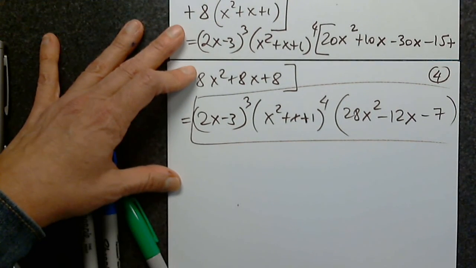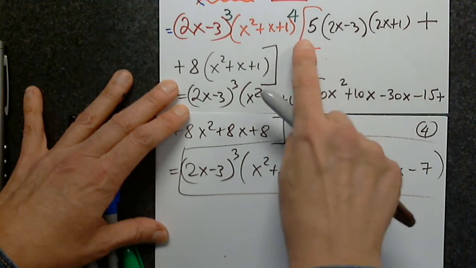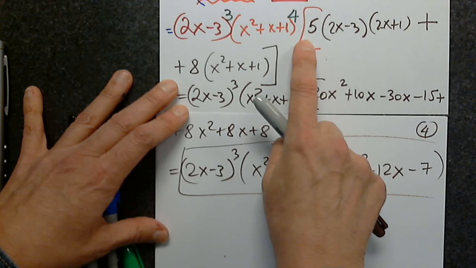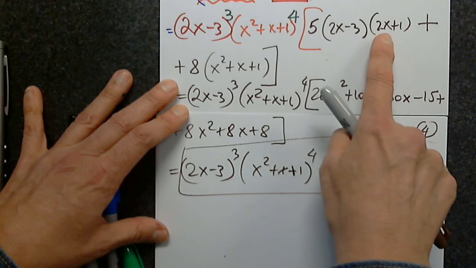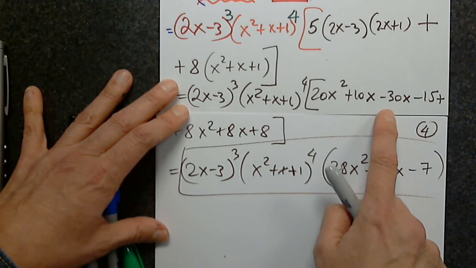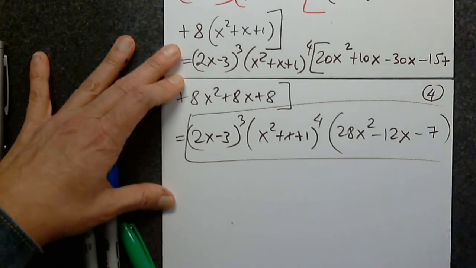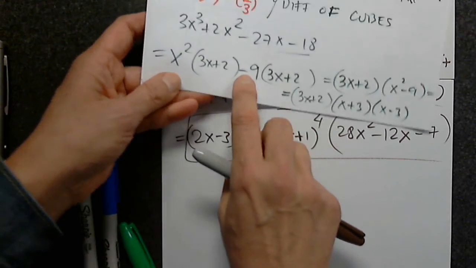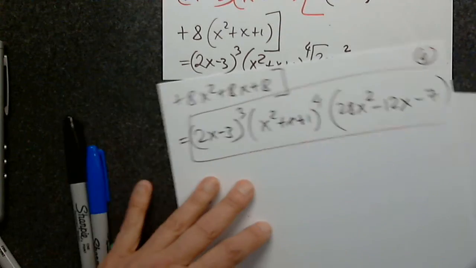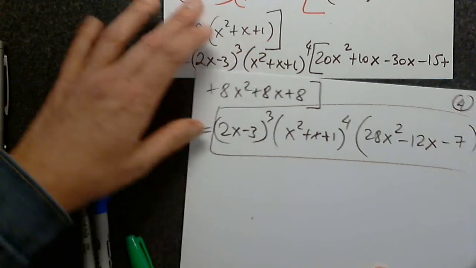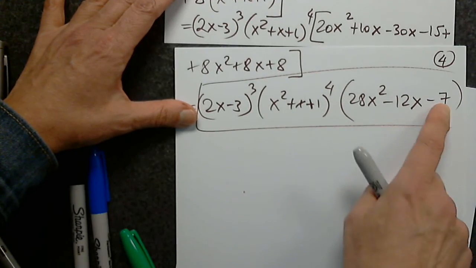After distributing, I distributed these using FOIL, and then I distributed 5 directly in one step. So 2x times 2x and then times 5. 2x times 1 and then times 5. -3 times 2 times 5. And -3 times 1 times 5. And then plus, this is the -9 from the other situation. So this is -9, but now I have plus 8 times the expression. So 8x squared plus 8x plus 8. And then I have to combine these. And they are combined here.